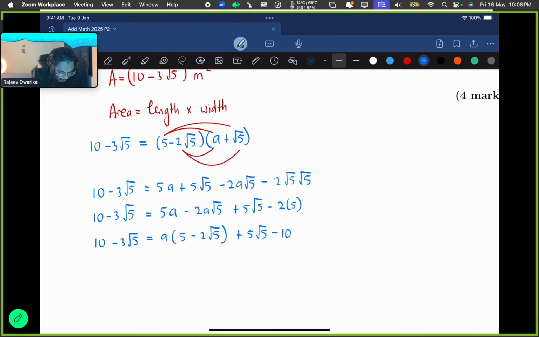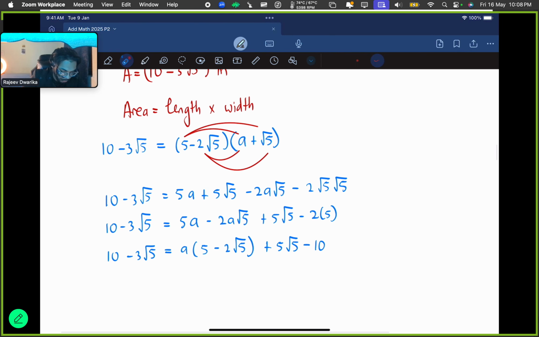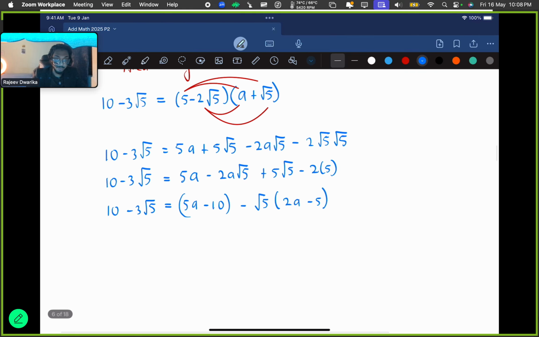So I want to get all the constants over here, and well, you see both of them are constants, right? But I feel like I want to factor out root 5. So I'm going to try something. So I have 5A here. 5A minus 10, and then I could say if I factor out the root 5 from that, that's going to be 2A minus 5. Okay, so look at what I'm doing.